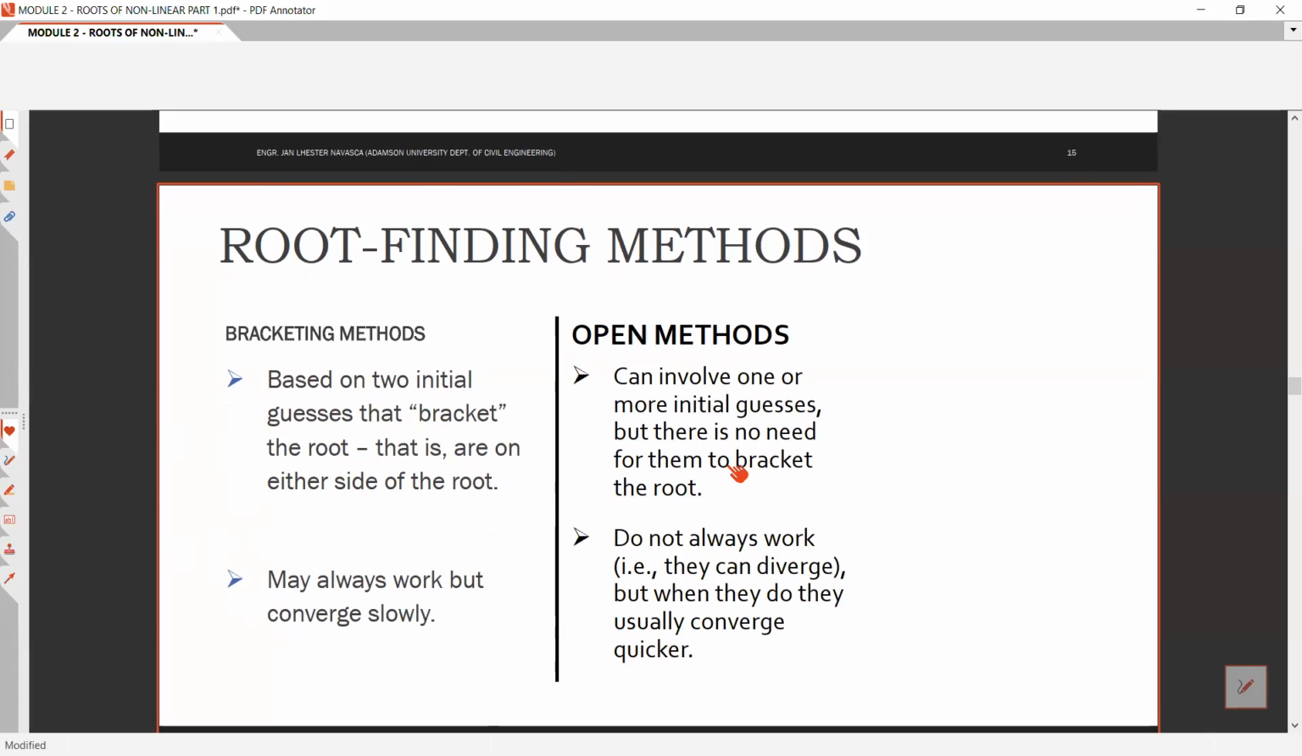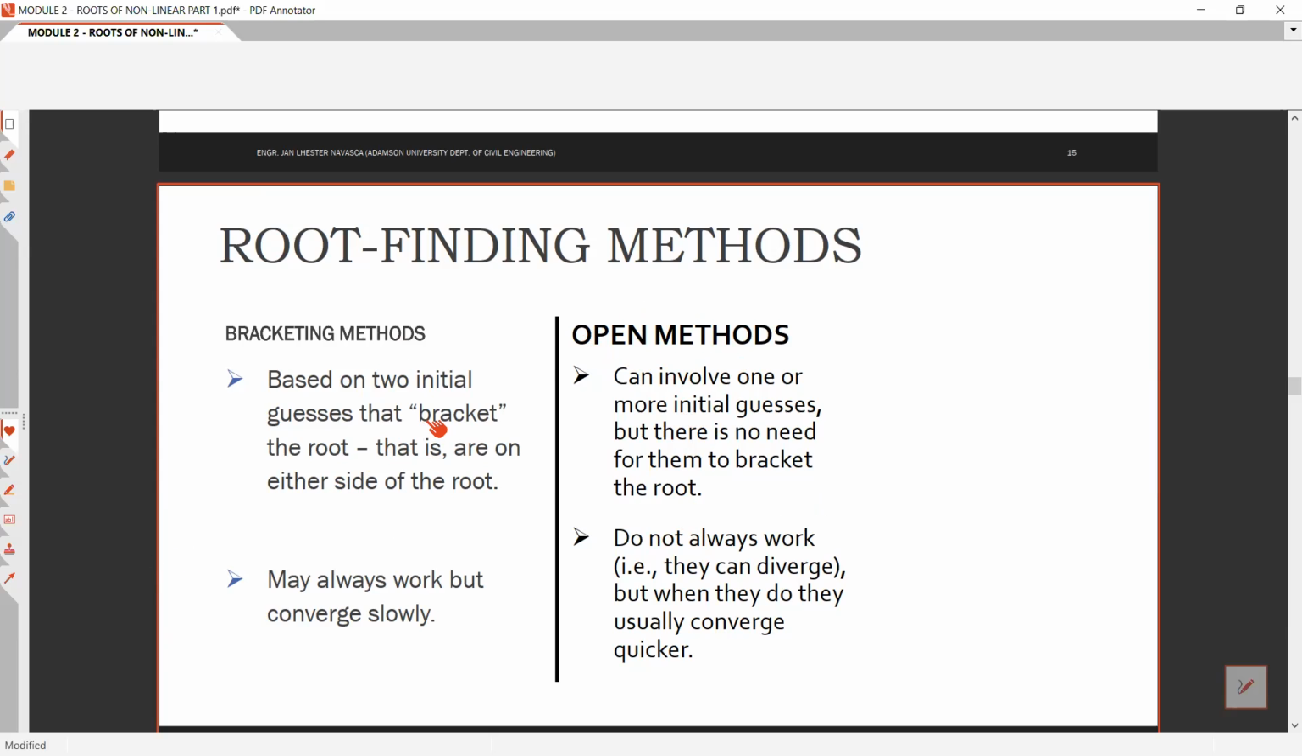Okay, for the open method naman, it will involve one or more initial guesses, but there is no need for them to bracket the root. Hindi na natin iba-bracket yung root. Okay, so they do not always work, but when they do, they usually converge quicker. So when comparing the time it takes to find the root between the bracketing and open, mapapansin niyo na mas mabilis yung open method. Okay? So first, we will discuss muna yung bracketing method.